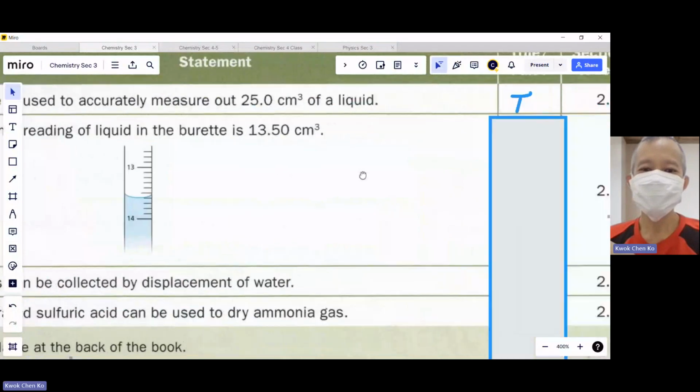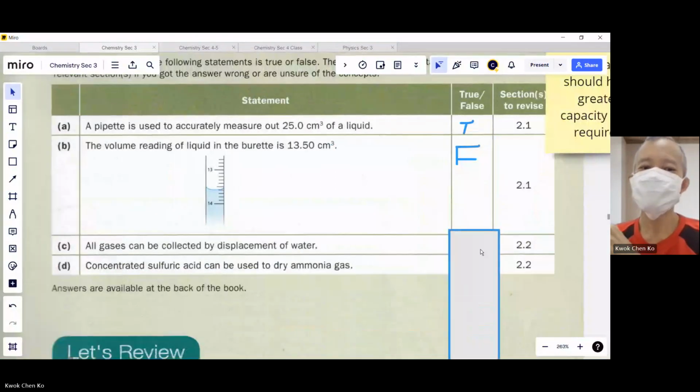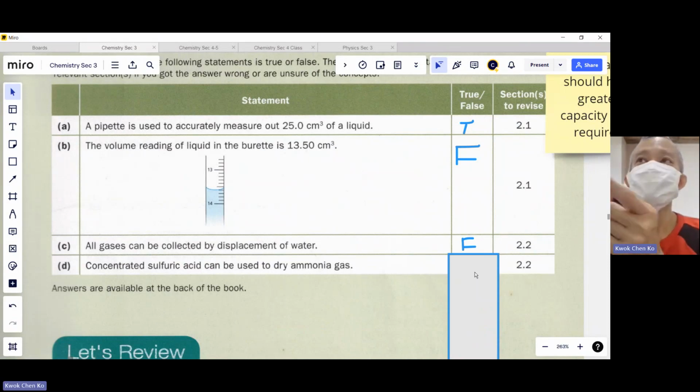B? False. Why? Not all gases can be collected, like some that are soluble in water or react with water cannot be collected using this method. Okay. D? False. Why? Because concentrated sulfuric acid would react with the ammonia gas. Okay, good, excellent. Make sure you remember that.